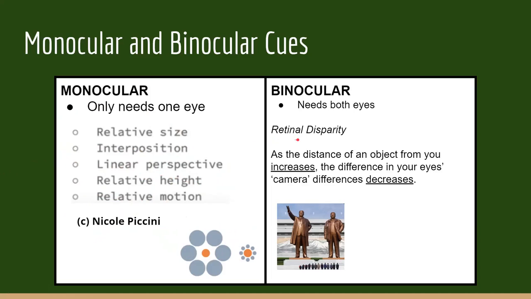So there's something called retinal disparity. Basically, retinal disparity is just the fact that things are slightly different in both eyes. Try closing your left eye with your right eye open and then switching. Switch back and forth. You'll notice that it slightly shifts. And there's a principle that as the distance of an object from you increases, the difference in your eyes' views decreases.